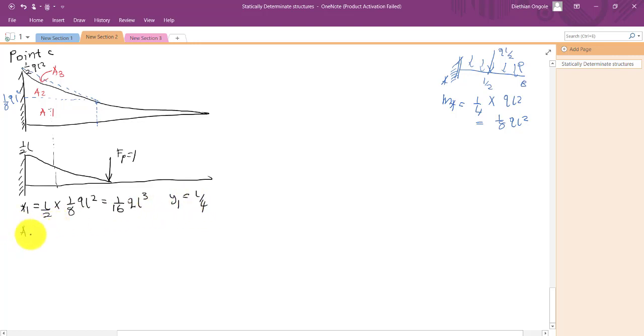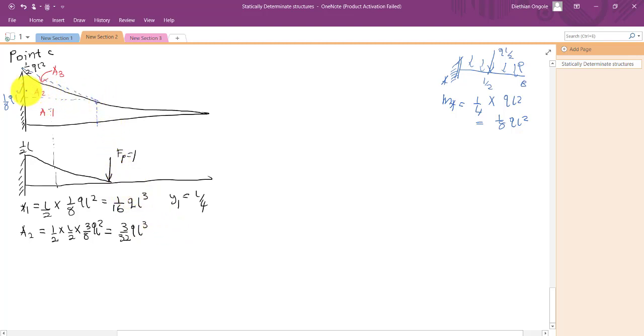Then when we come and consider our second area, A2 would be given by a half times our base, which is L over 2, then times our height. Our height would be given by a half QL squared minus 1 over 8 QL squared, which gives us 3 over 8 QL squared. This gives us 3 over 32 QL cubed.